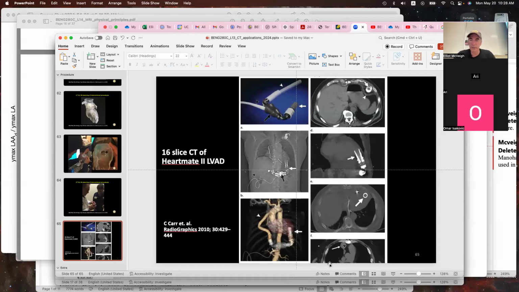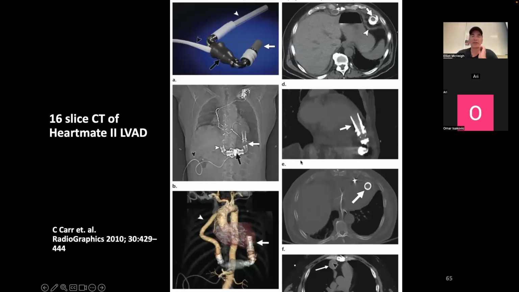So here's a few more things from CT, and the reason I'm showing you these is this is a left ventricular assist device, which is a big complicated pump that you put in the heart. So here it is in a patient. It's got a pacing lead here. It's got a pump here. You plug it into the apex of the heart here and the return there.